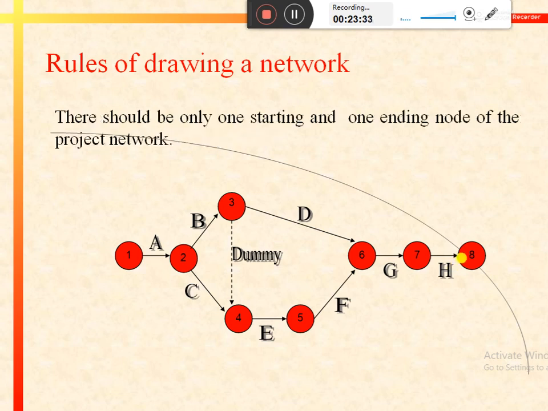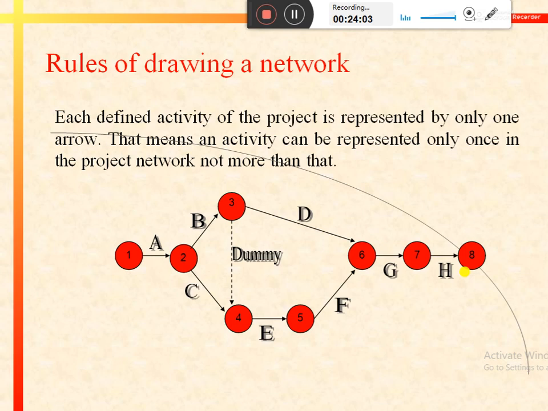The third rule of drawing a network is that there should be only one starting and one ending node of the project network. As you can see, in this network there is only one starting node, that is 1, and there is only one ending node, that is 8. So we should keep in mind that there cannot be more than one starting or more than one ending node of the project network.